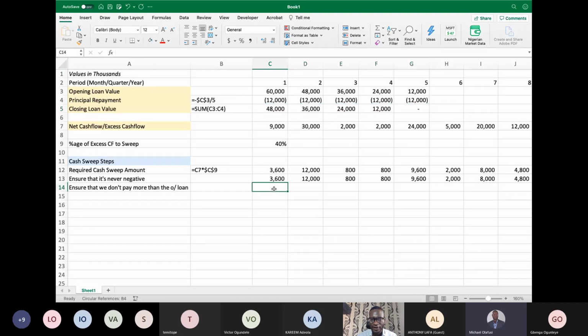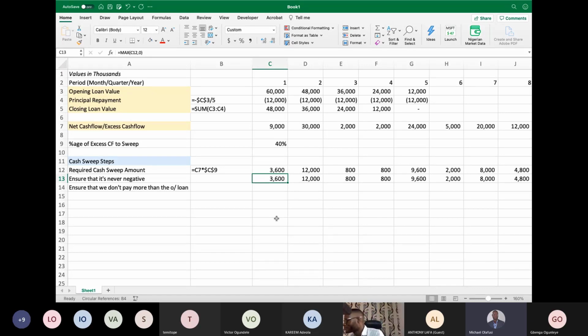I need to do a formula where you should always compare my outstanding loan and what I have as the portion of my excess cash flow to sweep, and ensure that I don't pay more than the outstanding loan. So think about it. Is this a ceiling or a floor? I don't want to pay more than the outstanding loan. What do you think? Is that a ceiling or a floor?